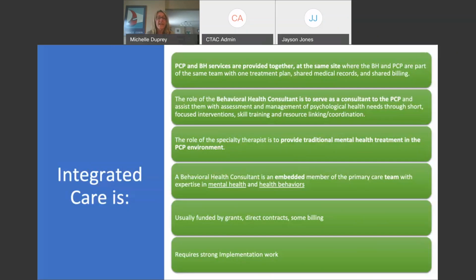Unfortunately, billing has not caught up to this model, especially in pediatrics. And so one of the things I'm doing is I'm an advocate to try to move this forward and get true integrated healthcare to be sustainable through billing. Mostly it's by grants. So I have to keep clicking here.